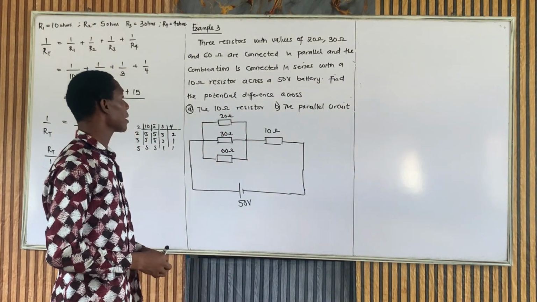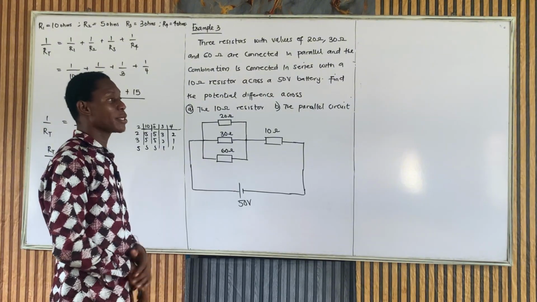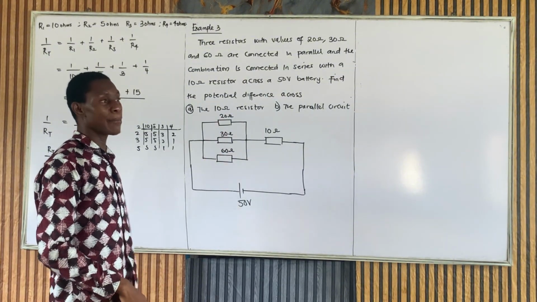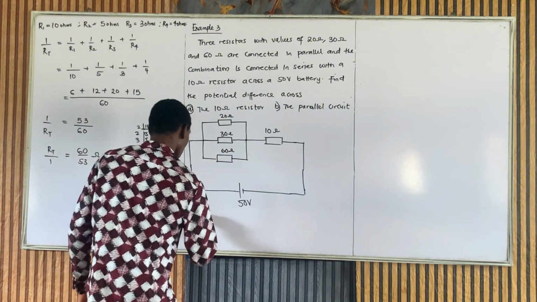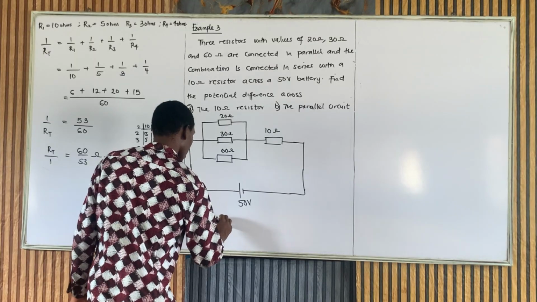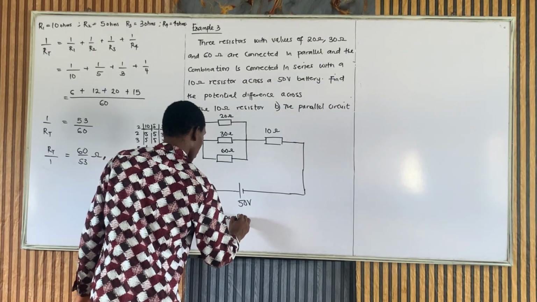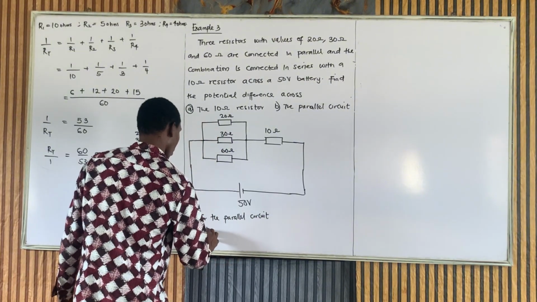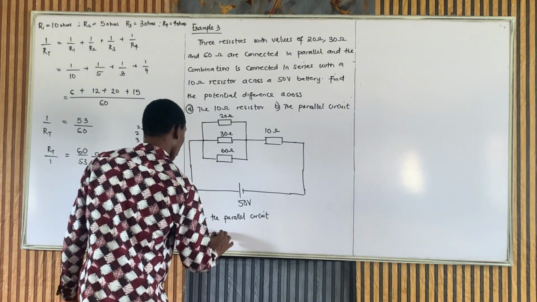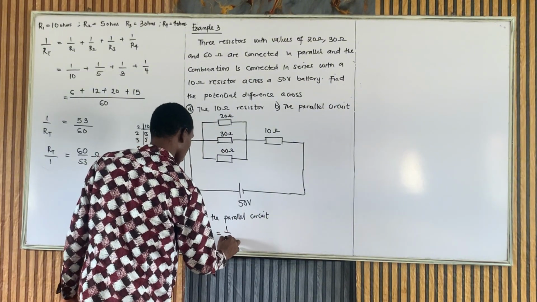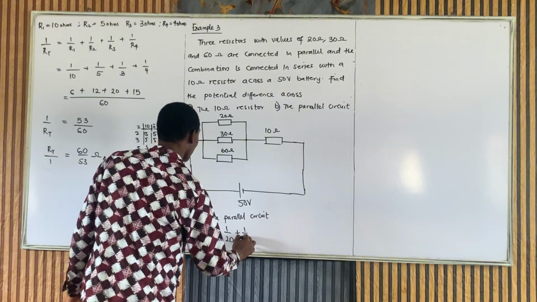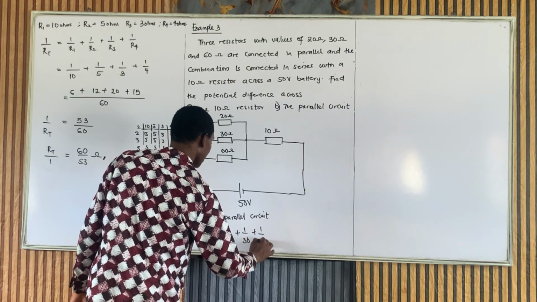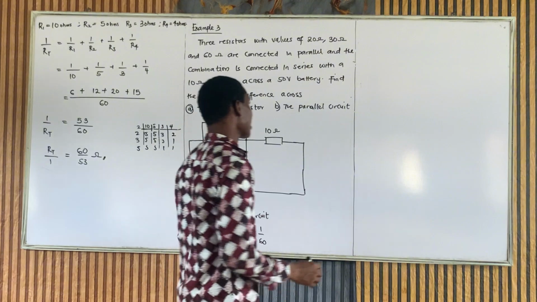Okay, so that's that. Now, the first thing we need to do is to find the total resistance of this parallel combination, this parallel circuit. So for the parallel circuit, 1 over R total will be equal to 1 over 20 plus 1 over 30 plus 1 over 60. For this, the LCM is 60.